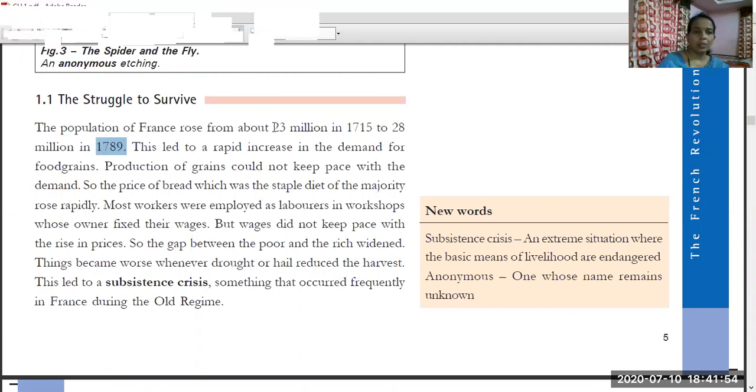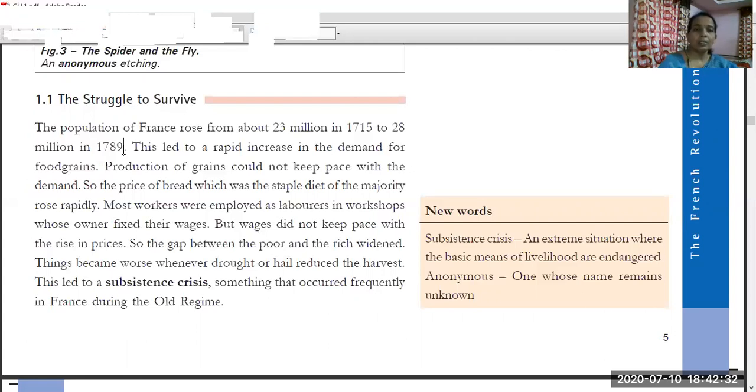It was 23 million in the earlier period, but it became 28 million. So the population increased. Increasing population means the demand for food also increased. If the demand is increasing, the land producing the food is not producing more, so the production remained the same. The pace of production did not increase the way the population increased. So scarcity of food occurred in France.